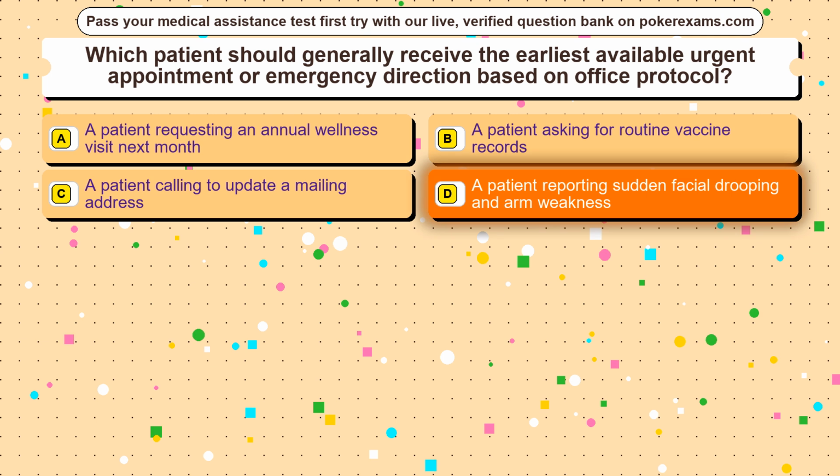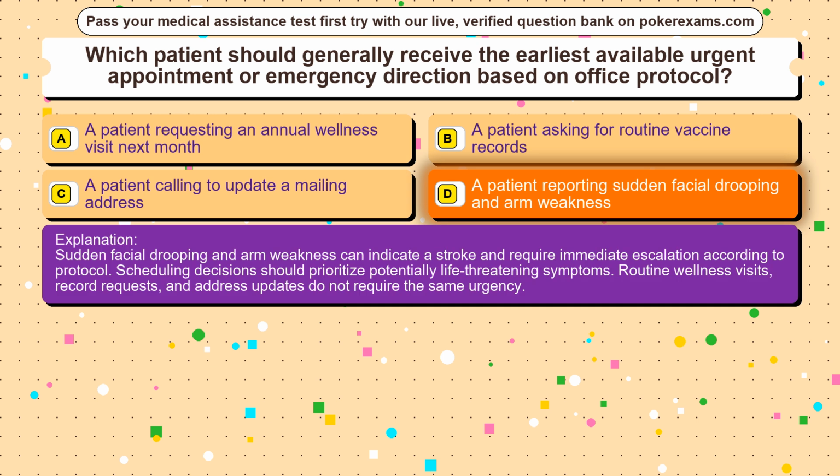The correct answer is option D. A patient reporting sudden facial drooping and arm weakness. Sudden facial drooping and arm weakness can indicate a stroke and require immediate escalation according to protocol. Scheduling decisions should prioritize potentially life-threatening symptoms. Routine wellness visits, record requests, and address updates do not require the same urgency.